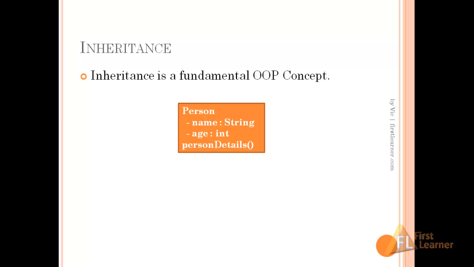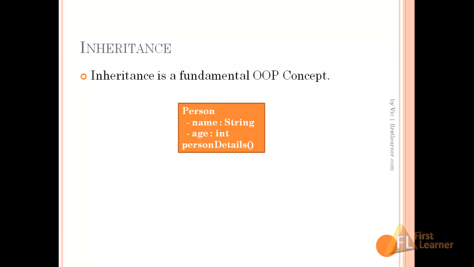This is the class diagram of the person class, in which we have two instance variables. One is name, which is of string type, and the other is age of int type, and a method called person details. So this is a normal class that we have created in the previous tutorials.